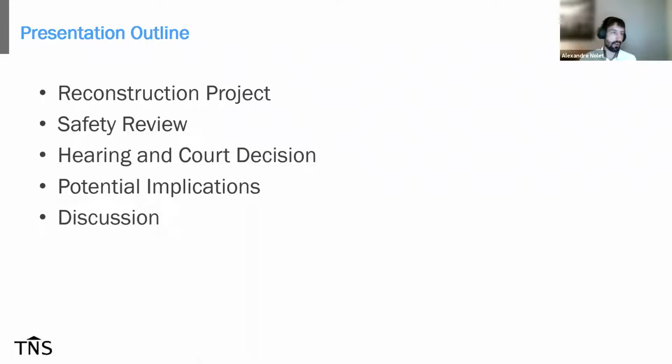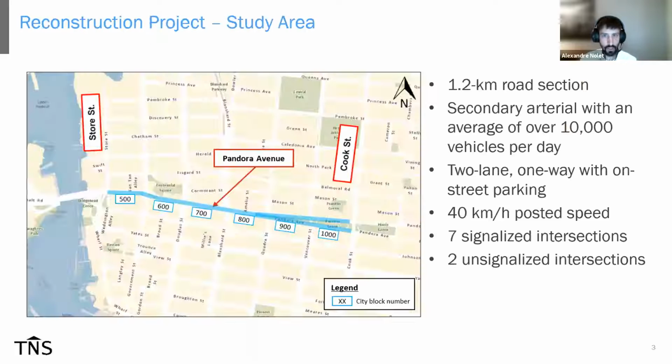My presentation outlines: I'll introduce the project, some of the safety review or the safety results that came out of it, the hearing and court discussion or decision, the potential implications, and then questions. The study area consisted of the 1.2 kilometer road section of Pandora Avenue in the city of Victoria in British Columbia. Pandora Avenue is an important commercial corridor in the city's downtown core.